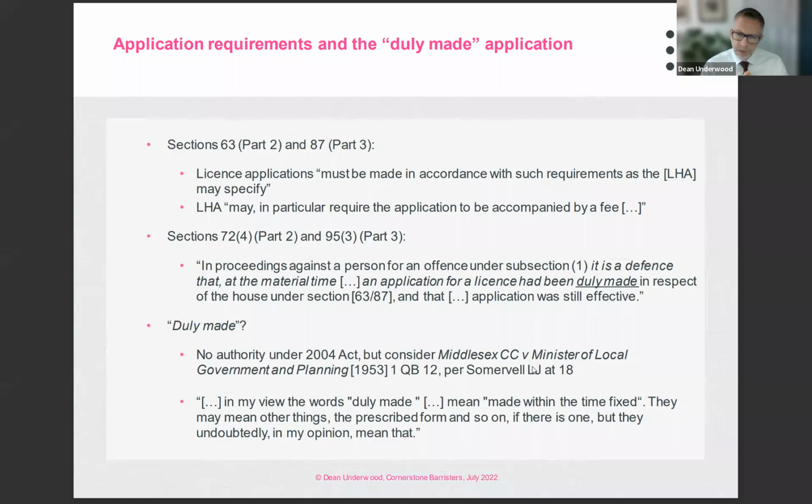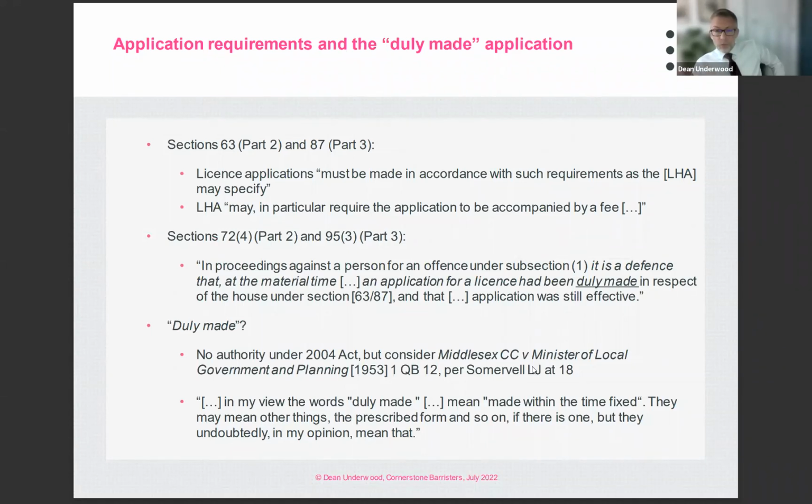What does that mean? Well, the answer is arguable, but it might well be said to mean that an application is not duly made unless and until it is made in full accordance with the requirements specified by an authority in the lawful exercise of its discretion under sections 63 and 87. And that is certainly how many local authorities interpret the expression. It remains to be seen whether that's correct.